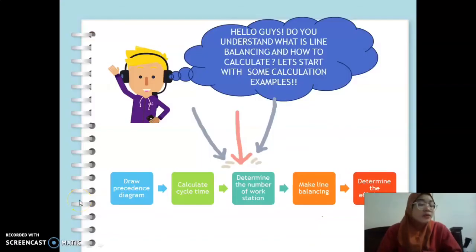Hello everyone, today I will talk about what is line balancing and how to calculate it.